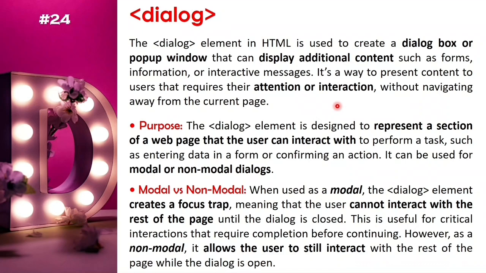So whatever we want, we put it all inside a dialog element, and then we can present that section of the web page to the user whenever it's needed, right? It's not something that's always there. Whenever it's needed, we can use this dialog element and present them with a pop-up window for information or interaction. So there are two types of pop-up windows, in a sense, two types of the dialog element. We have modal and non-modal.